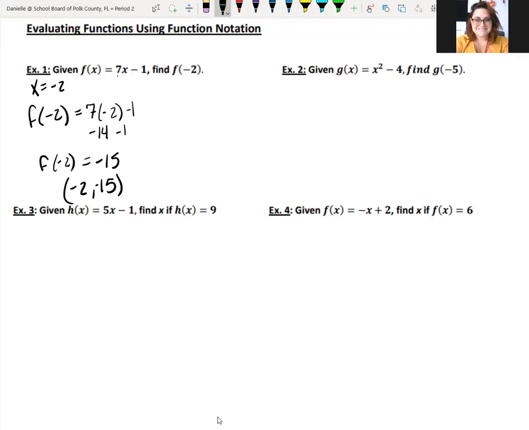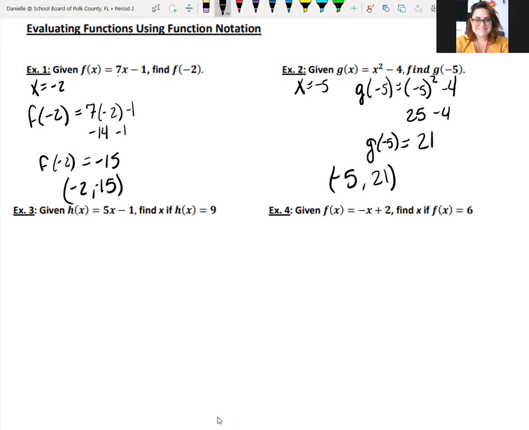Let's try the next one. So again, this is saying that x equals -5, which means anywhere I see an x, I'm going to put that -5 in. So I'll have g at -5 equals -5 squared minus 4. That gives me 25 minus 4, which is 21. So we could say g of -5 equals 21, or we could say -5, 21.